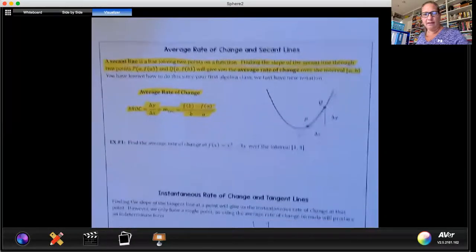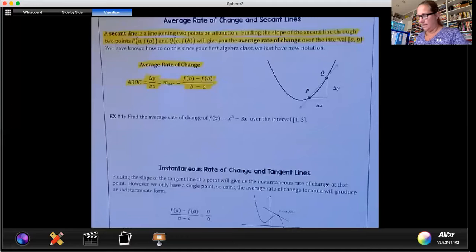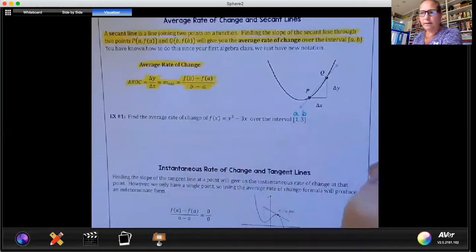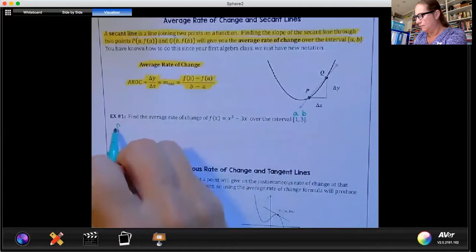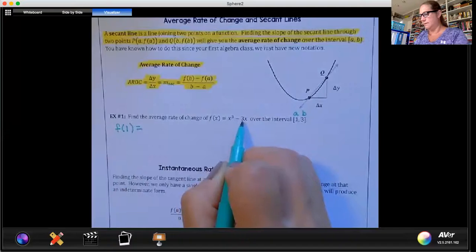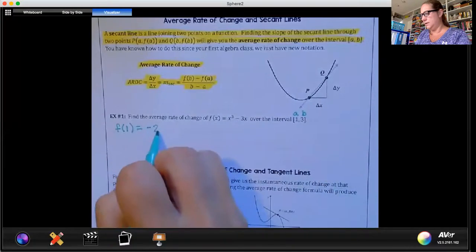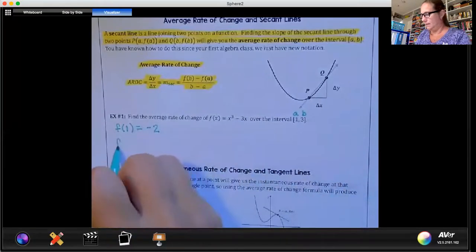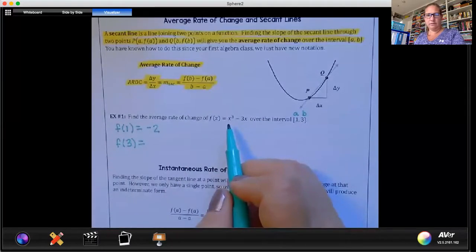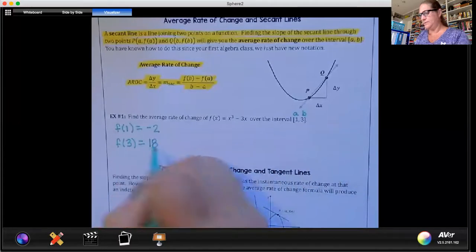So we're going to use that to find the average rate of change of f(x) equals x cubed minus 3x over the interval [1, 3]. So looking at your a and b here, 1 would be a and 3 would be b. So we're going to start by finding f(1). 1 cubed, 1. 1 minus 3 times 1. 1 minus 3 is negative 2. And f(3). 3 cubed is 27. Minus 3 times 3, 9. 27 minus 9 is 18.